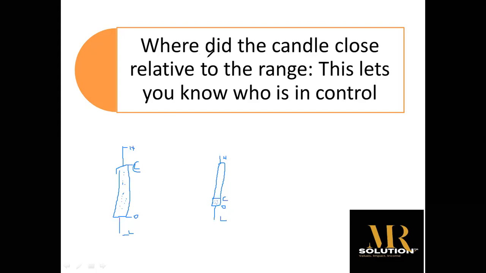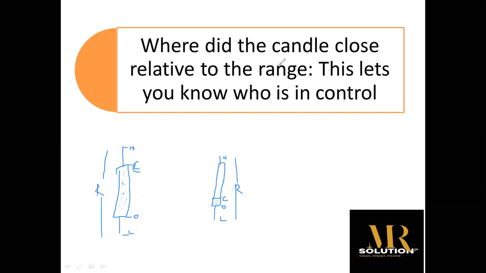Now, I said, where did the candle close relative to the range? The whole of this, from this high to this low, is known as the range. This is the range of the candle. The same thing is applicable here. From the high to the low, everything is known as the range. Now you should ask yourself, if you look at the distance between the close here and this open, you will discover that they are quite far apart compared to the range. You can see that it is not really that close.